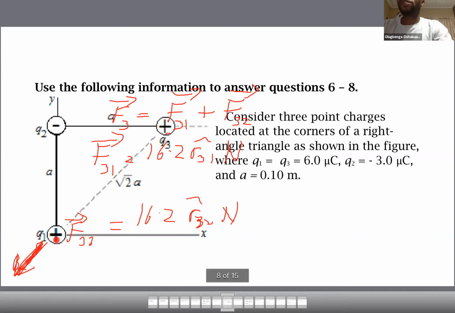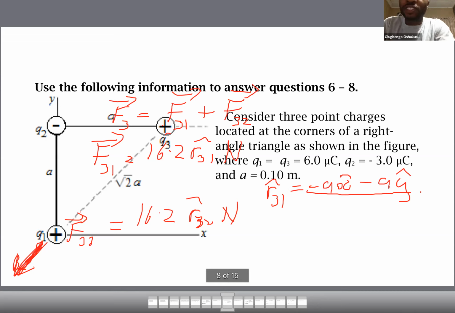To resolve the unit vector, we say R31 caret will be equal to minus A X, because the direction is minus and the length you traveled is A in the direction of minus X. And on coming down, it's also minus A Y. The magnitude of the distance traveled is the length here, and that length has a magnitude of root 2 A.